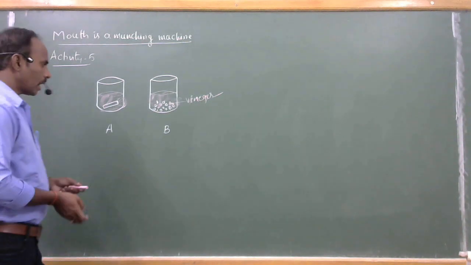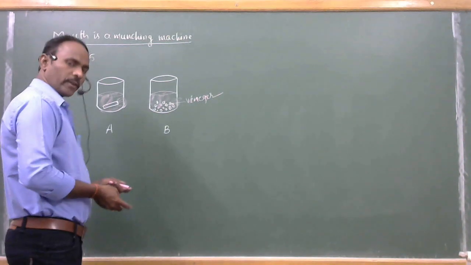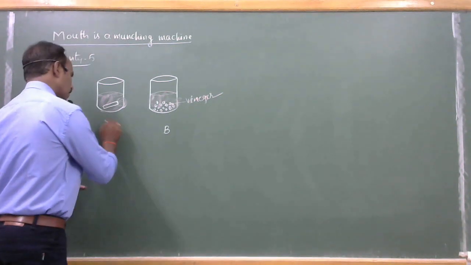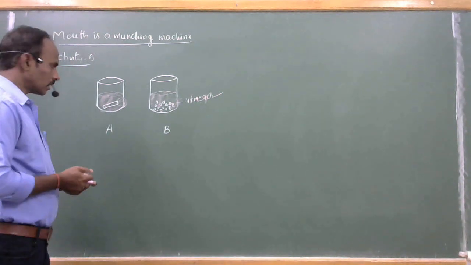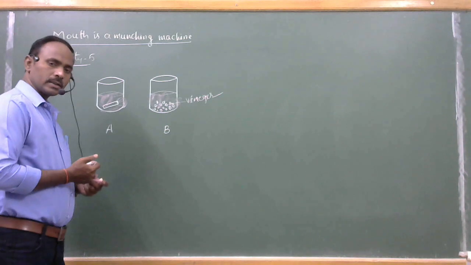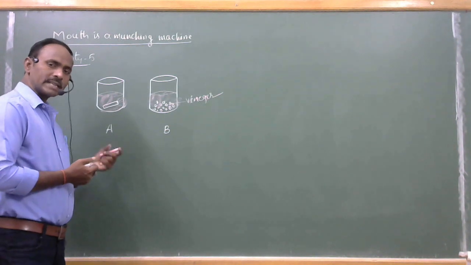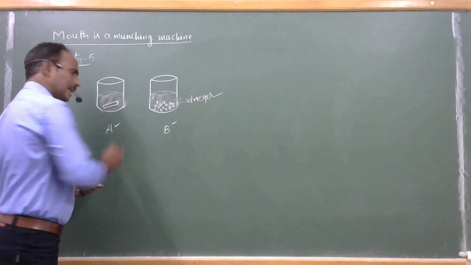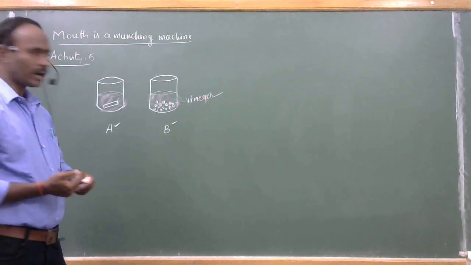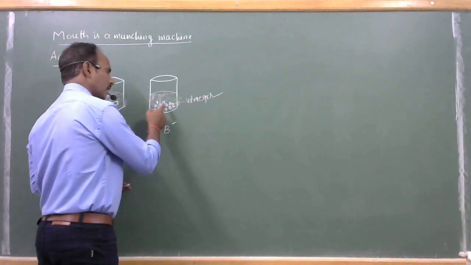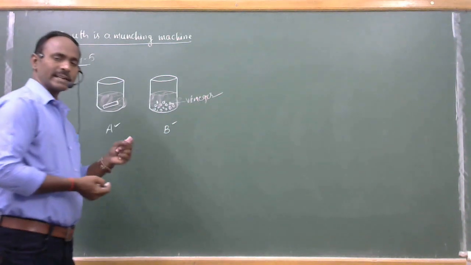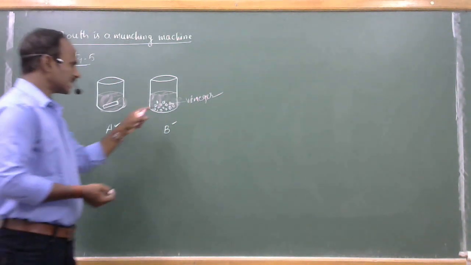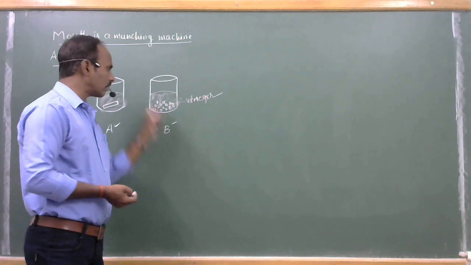Clear? After this 45 minutes, if you are able to observe clearly, which beaker has the completely dissolved material? Either beaker A or beaker B? Yes, exactly, beaker B. Because the surface area of these chalk pieces is already reduced by cutting into small pieces. These small pieces dissolve in the liquid easily.